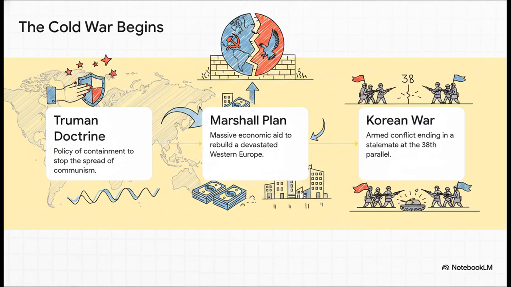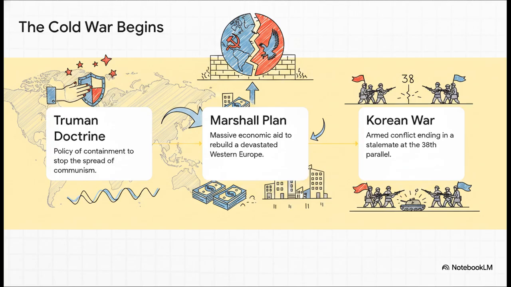Let's move on and see how things build following the Allied victory in World War II, because a whole new conflict kicks off with the Soviet Union. Step 1, the Truman Doctrine establishes the overarching policy of containment, basically stopping the spread of communism anywhere it pops up. Step 2, the Marshall Plan uses massive economic aid, we're talking $13 billion, to rebuild Western Europe so those countries wouldn't fall to communism out of pure desperation.